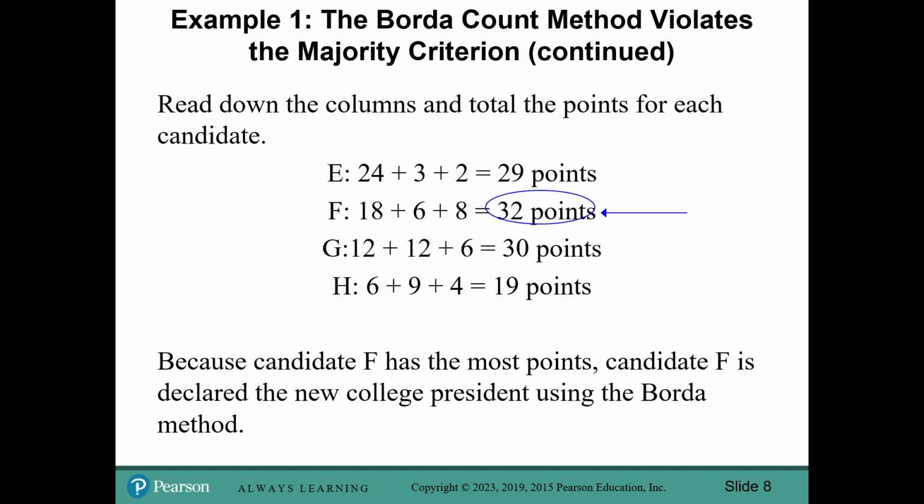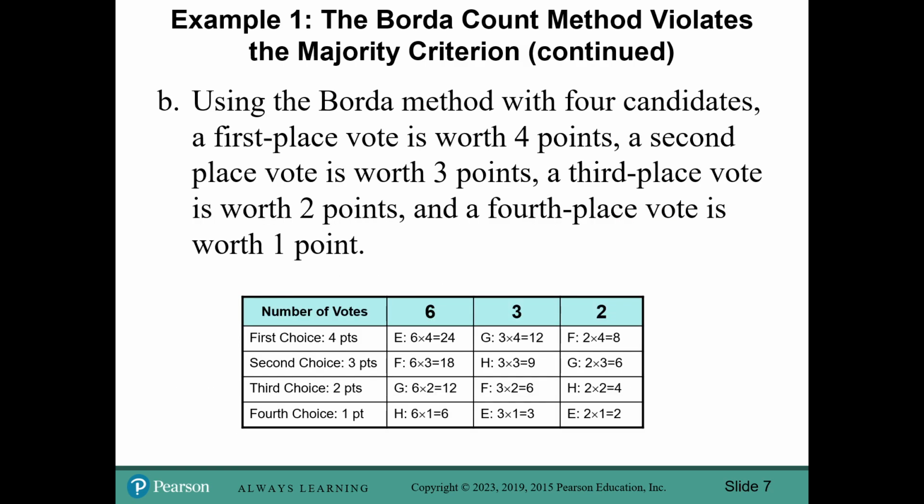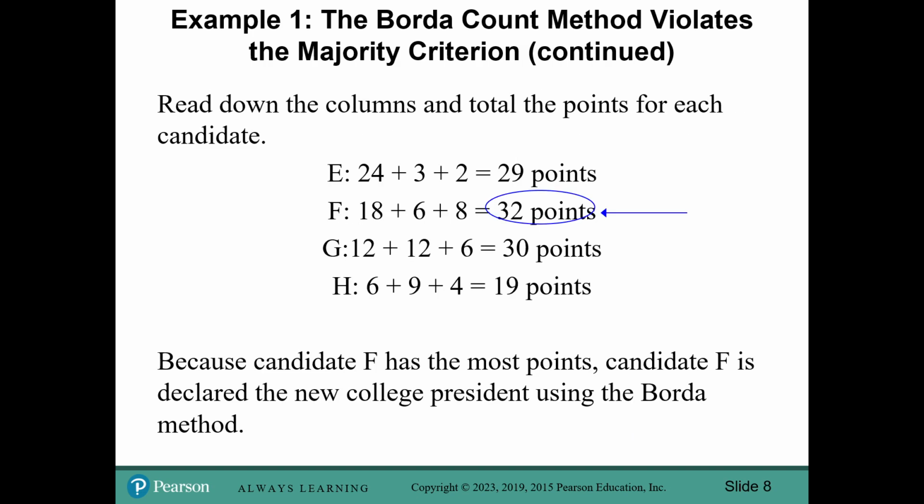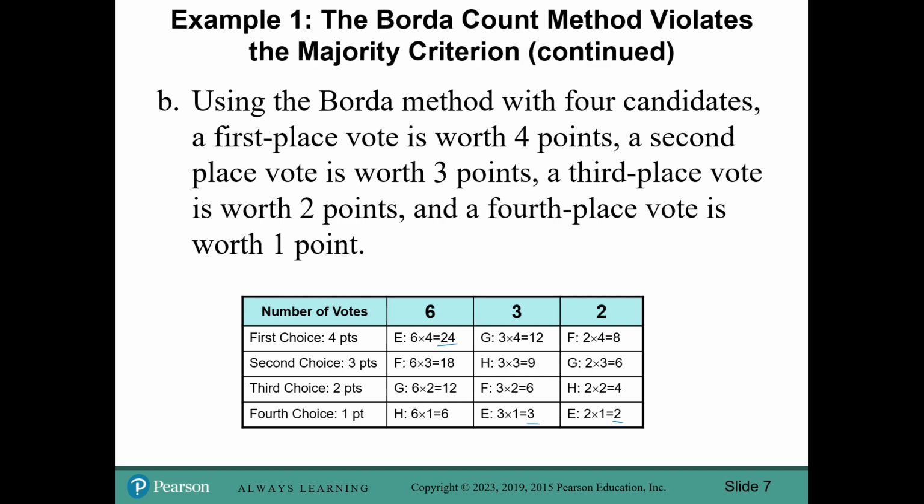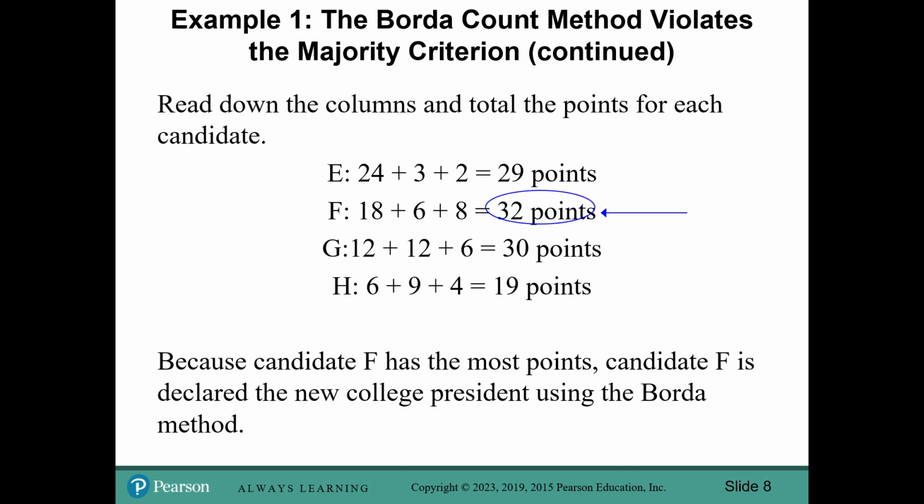Okay, what we see here is that if we total these up, remember, like I said, if you need to review the Borda count method, please go back to 13.1. If we look at the totals for E, we're looking at 12 plus 3 plus 2... Okay, so E has a total of 29. F has a total of 32. G has a total of 30. H has a total of 19. We total them in the same way. We just have to go back to the chart and look at them piece by piece. Okay, using the Borda count method, F should win this election because candidate F has the most points. Candidate F is declared the new college president using the Borda method.